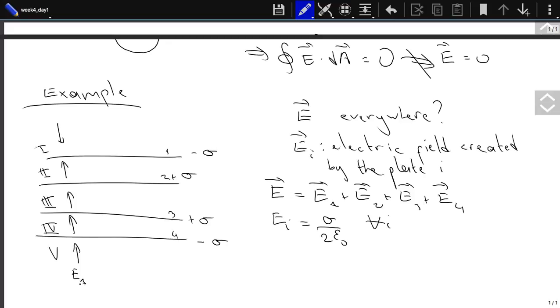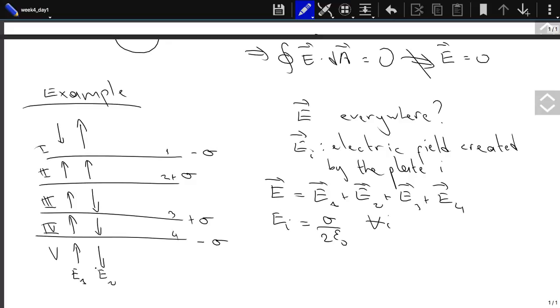You see, E2 is the electric field created by the positively charged plate. The electric field will always be pointing away from the positive charge. So in region 1, it will be upward. In region 2, upward. Region 3, downward. Region 4, downward. Region 5, downward. Okay.